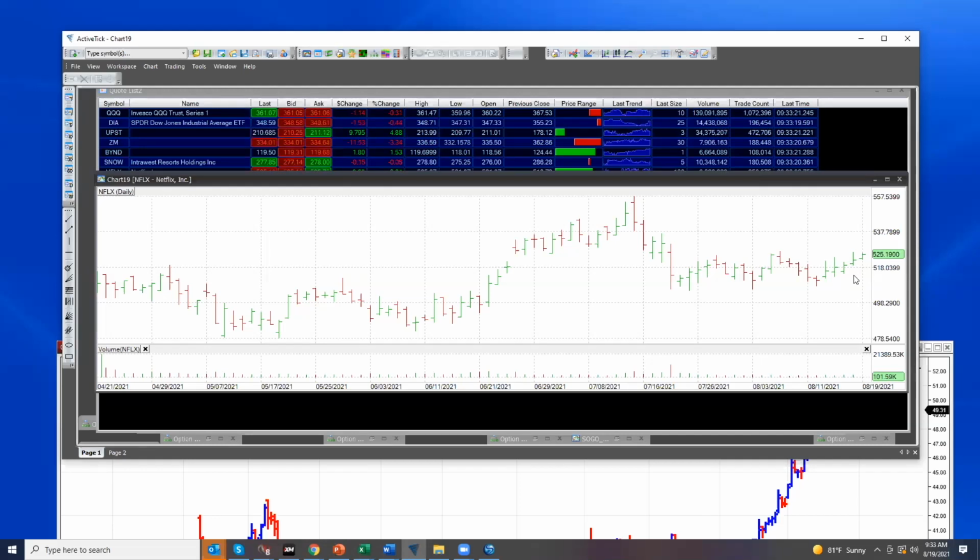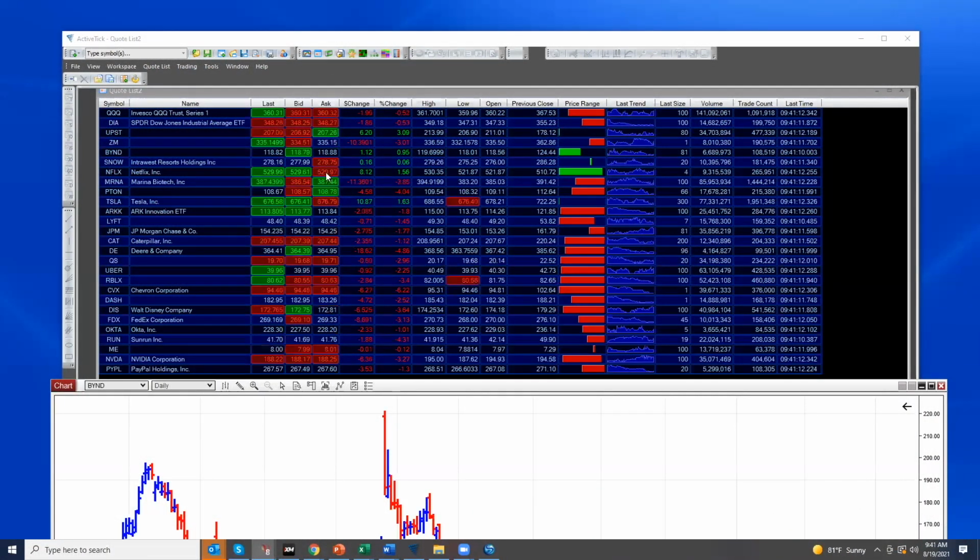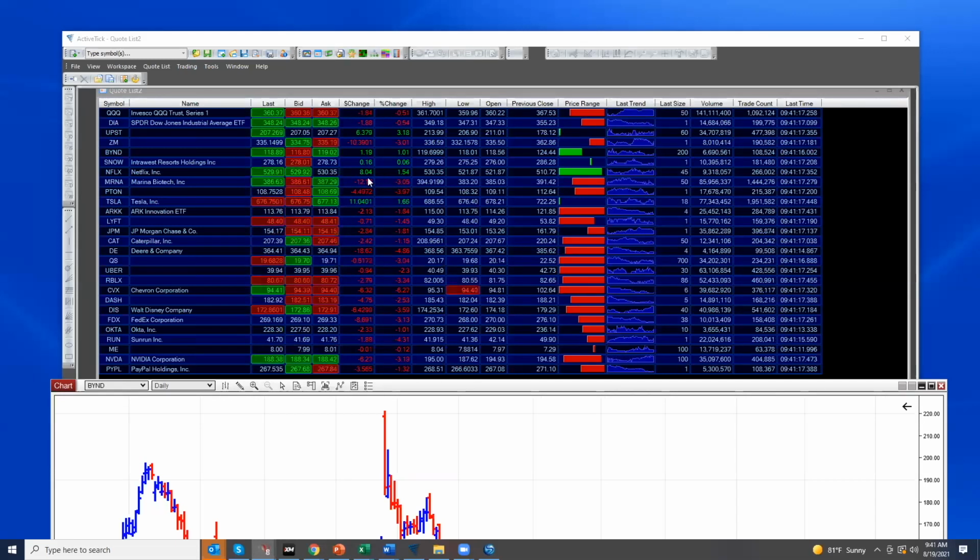So yeah, this thing looks pretty nice. We'll see how that goes. Moderna's coming down to the low. I love these plays like Netflix where the market environment is so bad and yet look how bullish this is.